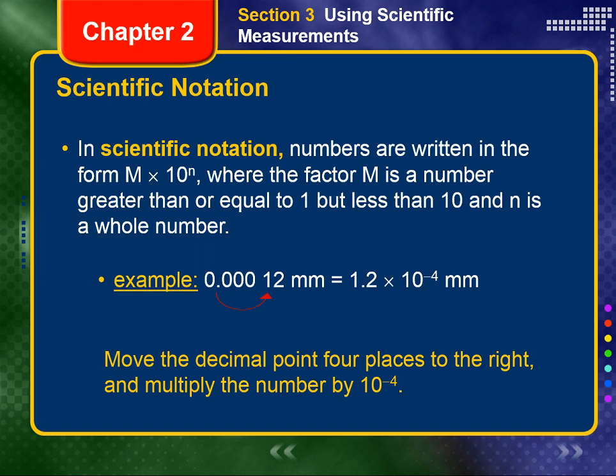Suppose you are expressing a very small quantity, such as the length of a flu virus. In ordinary notation, this length could be 0.00012 millimeters. That length can be expressed in scientific notation as is shown on page 51 of your text or on the screen now. 0.00012 millimeters is equal to 1.2 times 10 to the negative fourth millimeters. We move the decimal point 4 places to the right and multiply the number by 10 to the negative fourth.